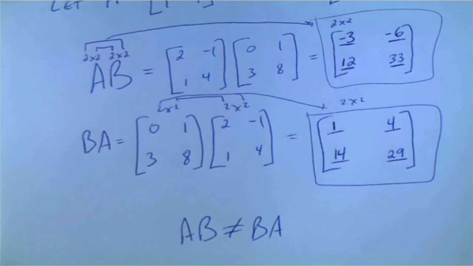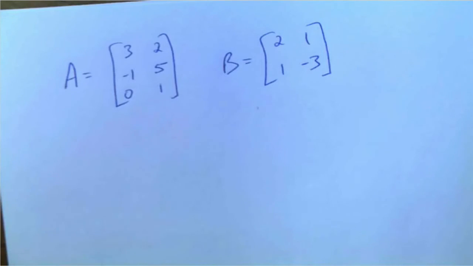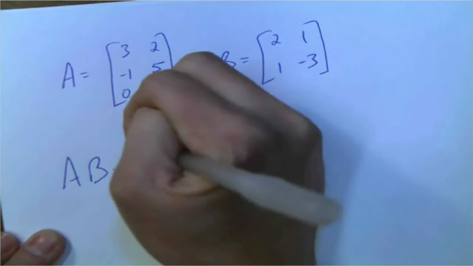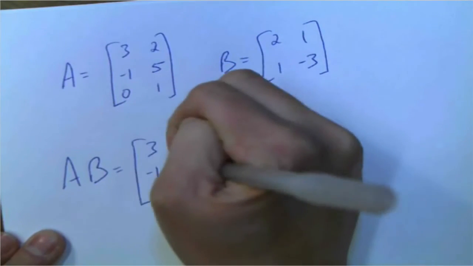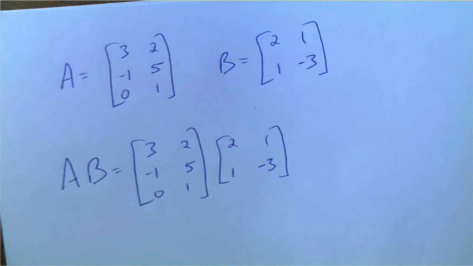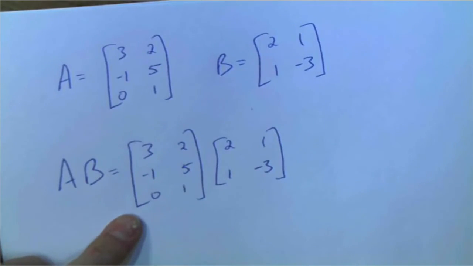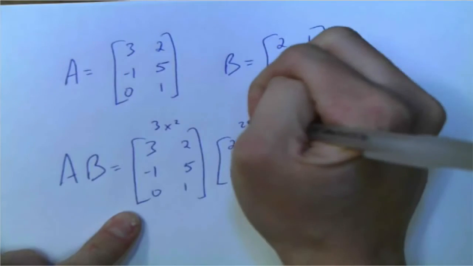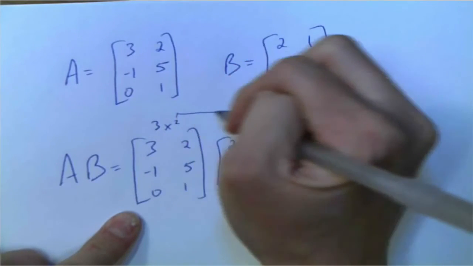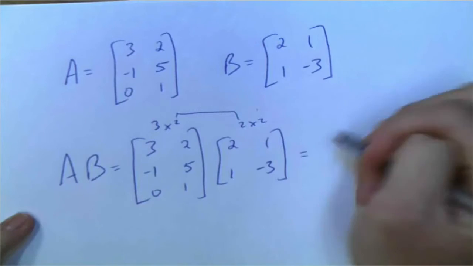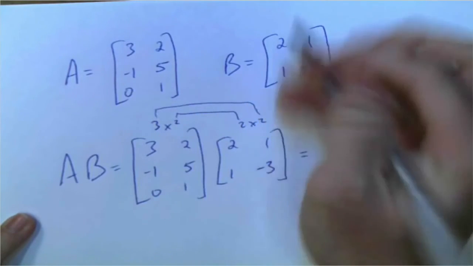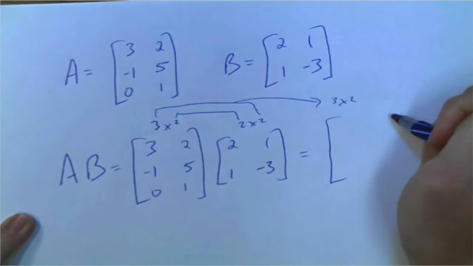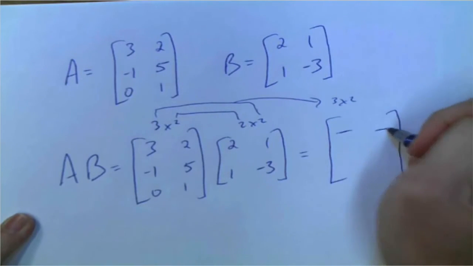I want to do one more. A times B. Again, rewrite A and B, and then look at their dimensions. So this would be 3 by 2. This would be a 2 by 2. These numbers are the same. We say, yay, we can multiply them together. And this time we're going to get a 3 by 2 matrix over here. So this time we have 6 entries to find.